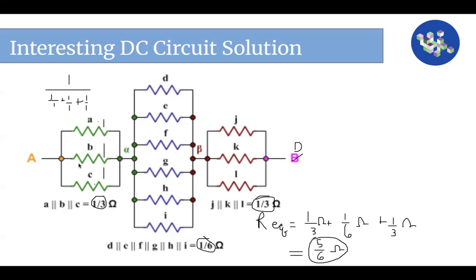5/6 ohms is your equivalent resistance. And if you were given the voltage between A and D, V_AD, then you could find the current and so on. Are there any questions about this whole problem?